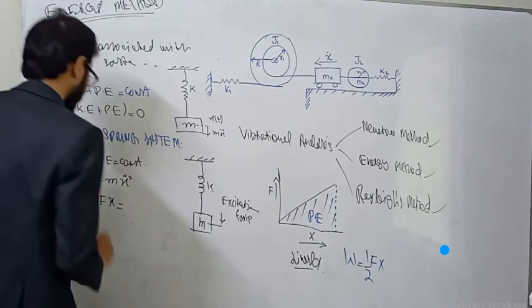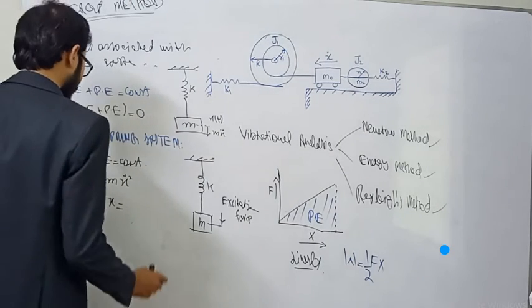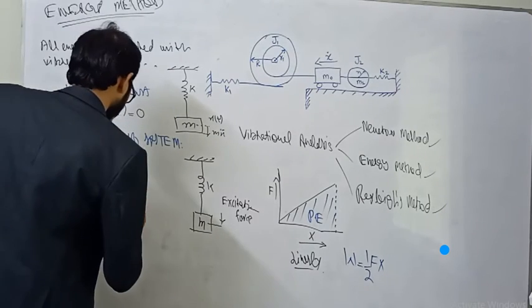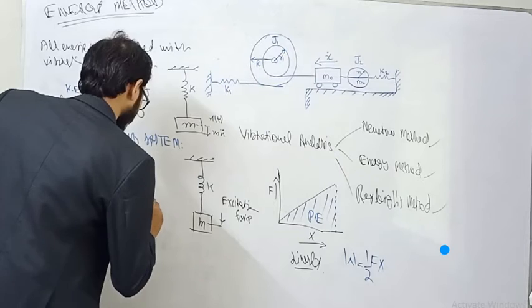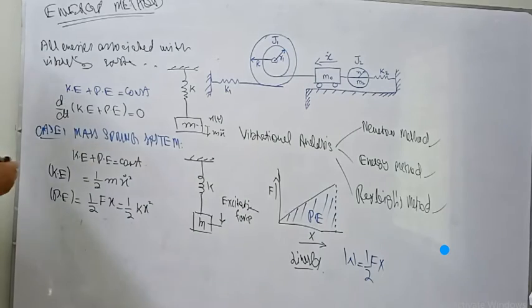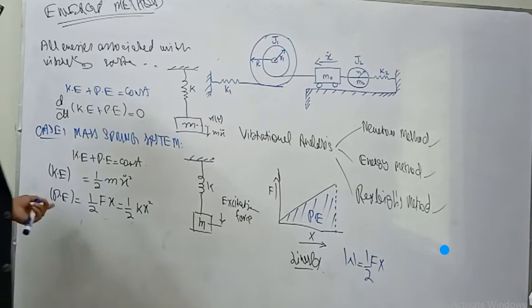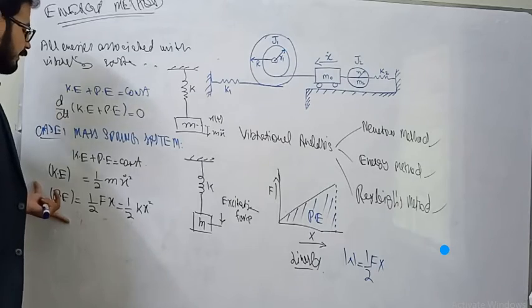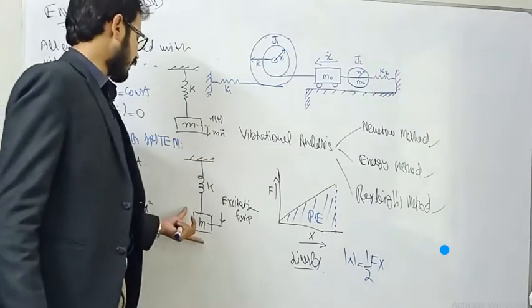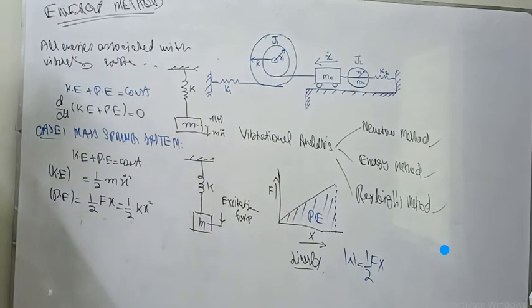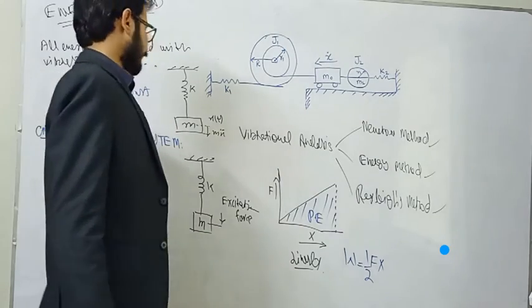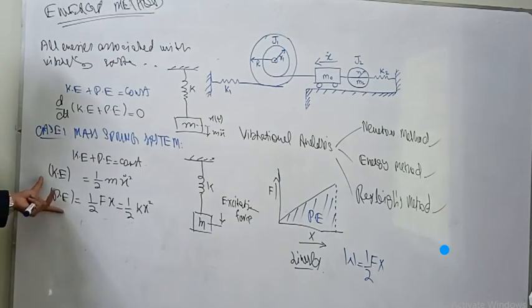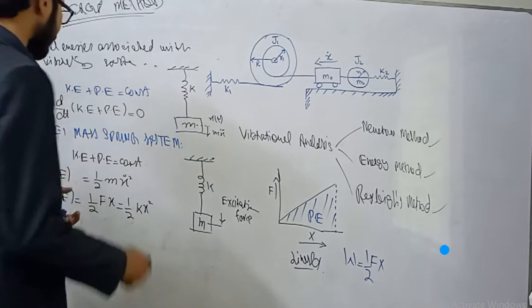And what will be F? We know that F is equal to Kx. So half Kx square. This will be the potential energy. So in simple words, what is the kinetic energy associated with this mass? It will be half mv square. And what will be the potential energy? It will be half Kx square. We all know that. So these are the possible kinds of kinetic and potential energies associated with this mass spring system.